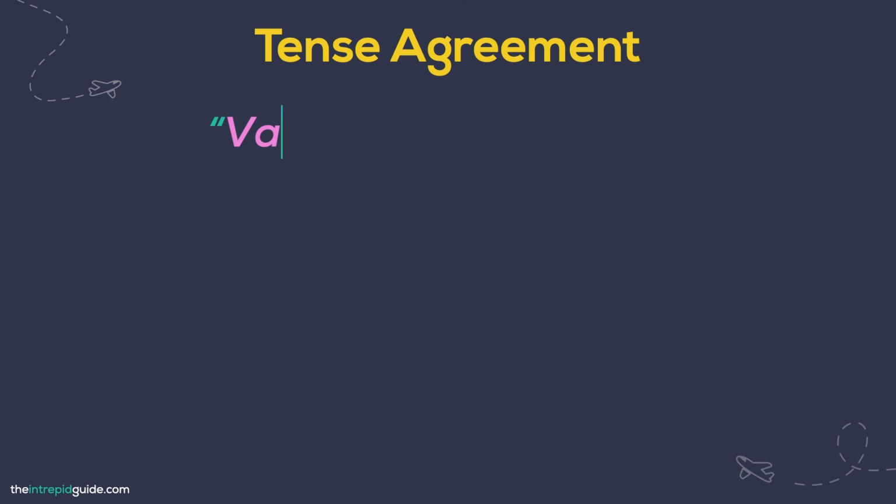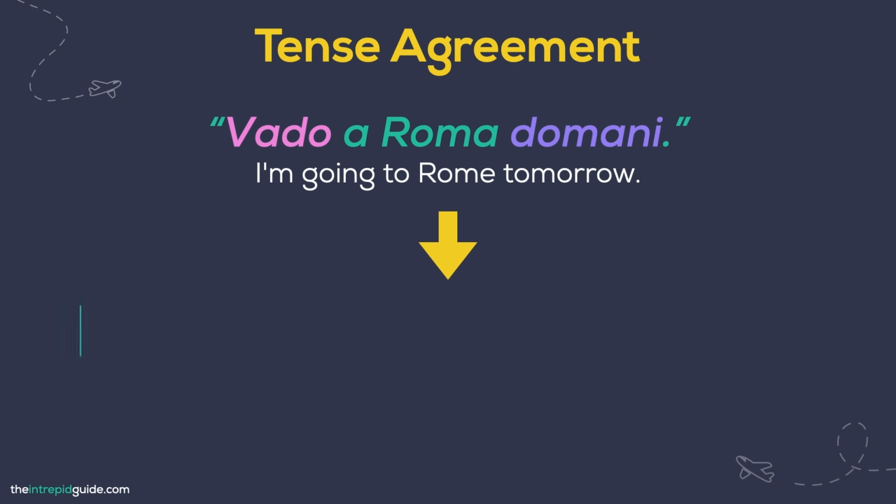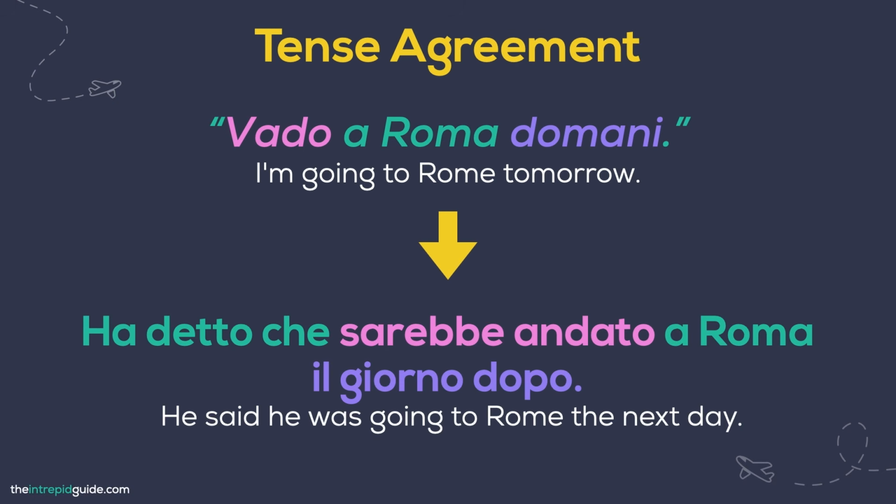Here's the basic concept. If you originally say, Vado a Roma domani. I'm going to Rome tomorrow, when someone relays what you have said to someone else, they have to shift every single tense, and it becomes Ha detto che sarebbe andato a Roma il giorno dopo. He said he was going to Rome the next day. The vado, the present tense, becomes sarebbe andato, the past conditional. The domani for tomorrow becomes il giorno dopo, the next day.